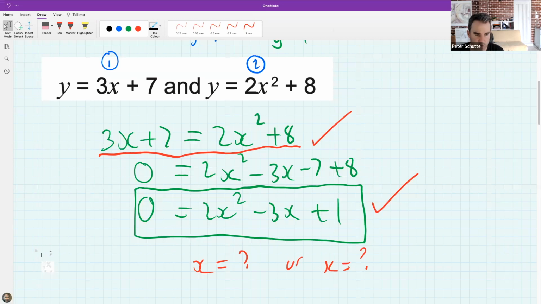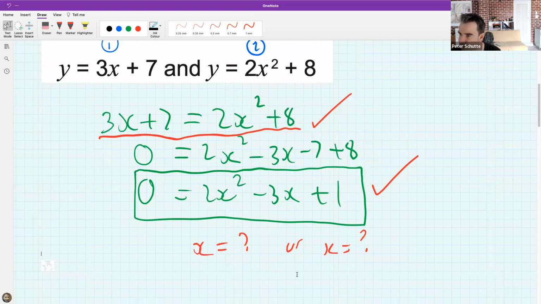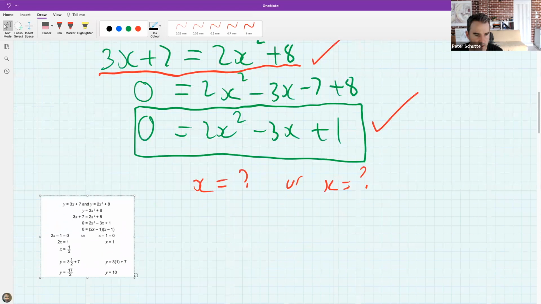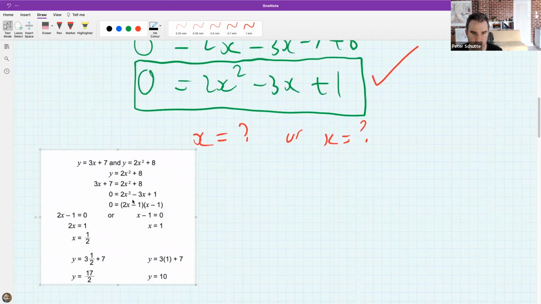So what I'm going to do to speed things up a little bit is actually put the answers up, but I see a lot of students seem to be getting a half or 1. So let's see if they're correct. Okay, so they didn't use the formula in this case. They used factorization, but the formula will give you the same answer, and I'll show you that in a second. But you should be getting X is equal to 1, or X is equal to a half, and then Y is 17 over 2 goes with that X, and Y is 10 goes with that one there.